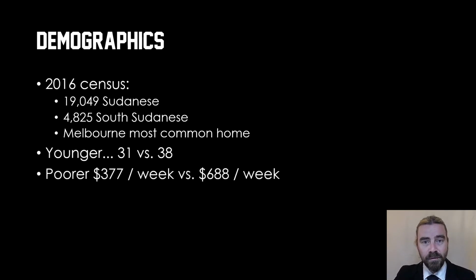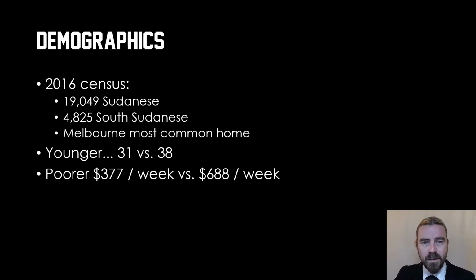And they're poorer, much poorer than the average Australian. So this is household income per week. Sudanese migrants take in $377 a week versus other Australians, $688 a week. So there's quite a big difference there.